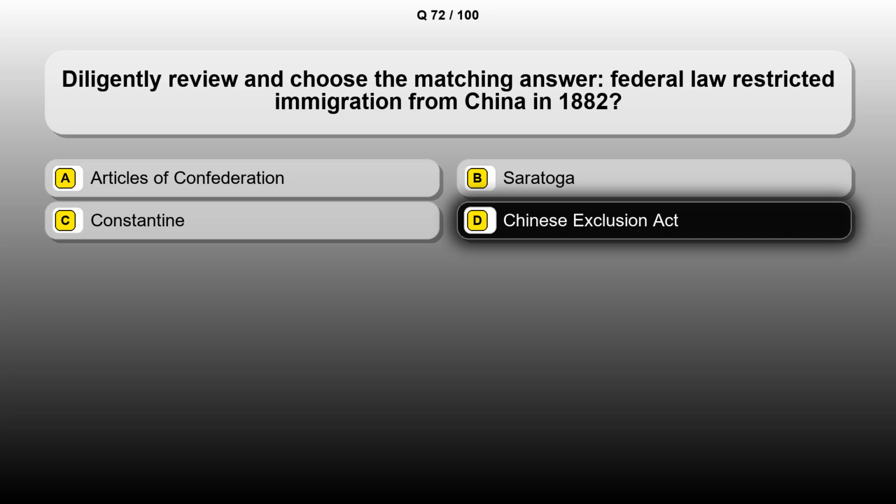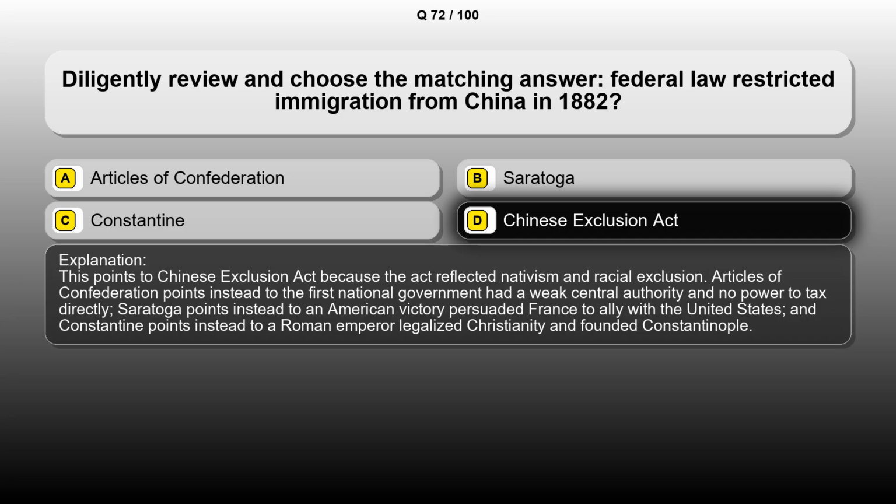The correct answer is option D, Chinese Exclusion Act. This points to Chinese Exclusion Act because the act reflected nativism and racial exclusion. Articles of Confederation points instead to the first national government had a weak central authority and no power to tax directly. Saratoga points instead to an American victory persuaded France to ally with the United States, and Constantine points instead to a Roman emperor legalized Christianity and founded Constantinople.